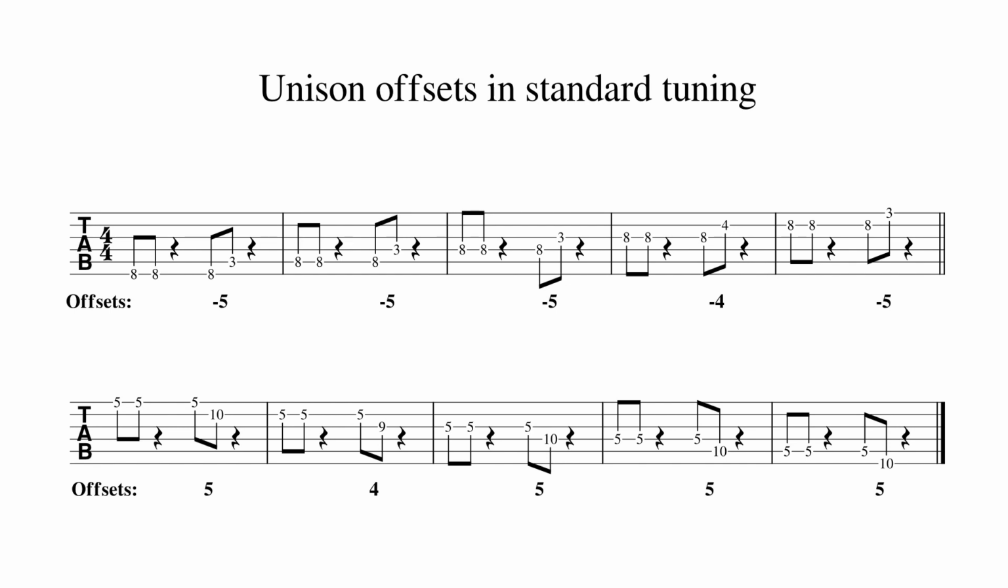In our first lesson on the major scale, I was indifferent to the sign, but here I correct the unison exercise slide by marking the offsets as negative in the first system and positive in the second.